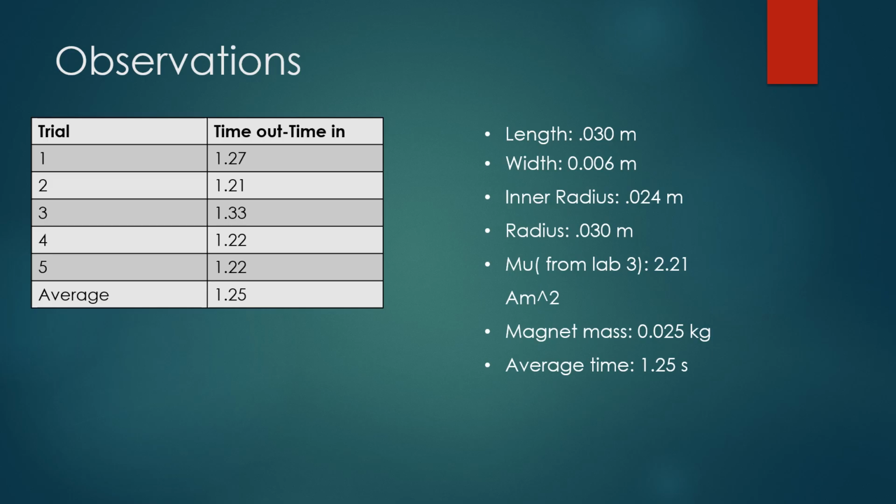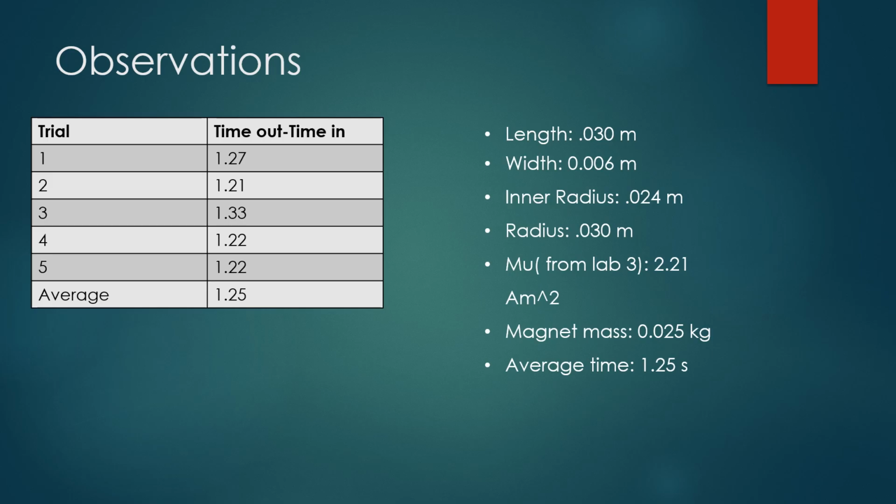You can see in the table on the left, for trial 1, it took 1.27 seconds for the magnet to fall out. For trial 2, it took 1.21 seconds. For trial 3, 1.33. For trial 4, 1.22. And trial 5, 1.22. And the average is 1.25 seconds for the magnet to fall through the tube.